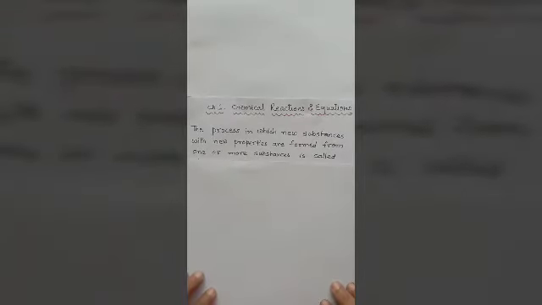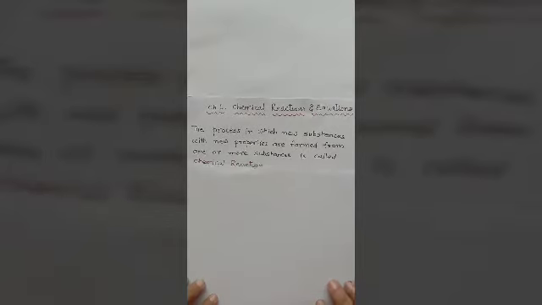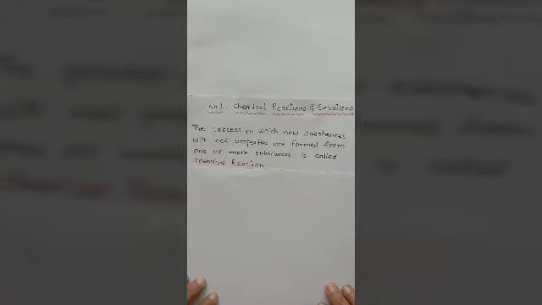So students, today we will be starting with chapter 1 of standard 10, that is chemical reaction and equation. Students, to understand this particular chapter, first we will have to understand what do you mean by chemical reaction. So the process in which new substances with new properties are formed from one or more substances is called chemical reaction. What does this mean, students?